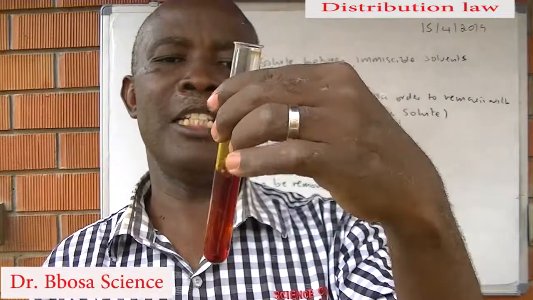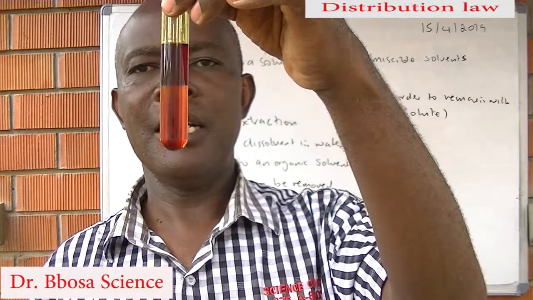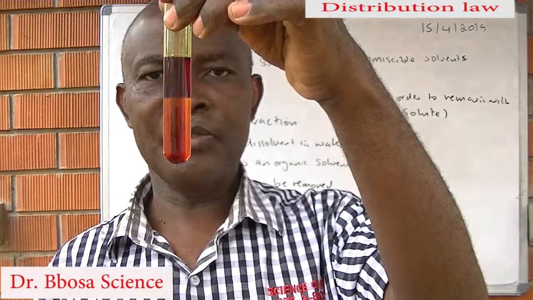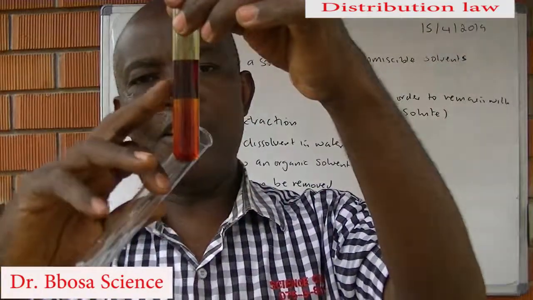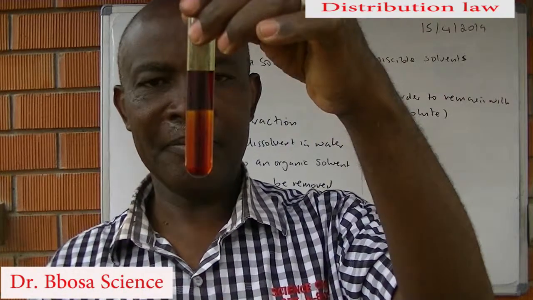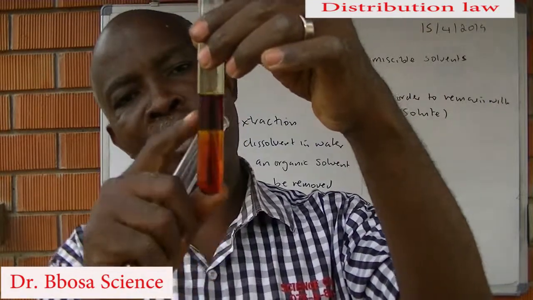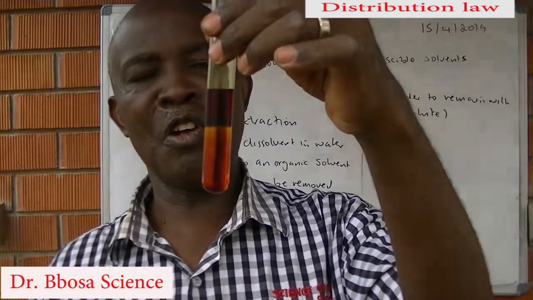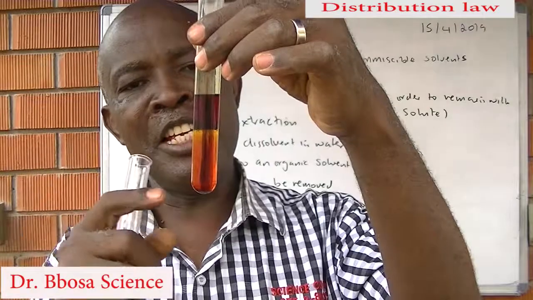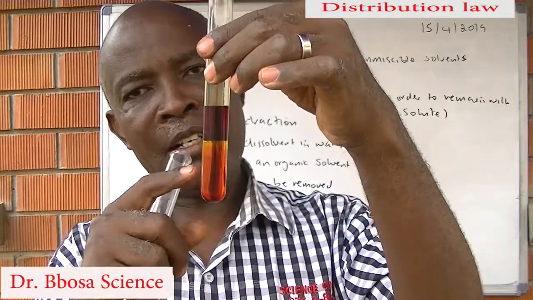These two layers can be separated by a separating funnel. The organic layer is then evaporated and the iodine recovered. But not all the iodine goes away. In our calculation, we are going to find out how much iodine you can extract from water.